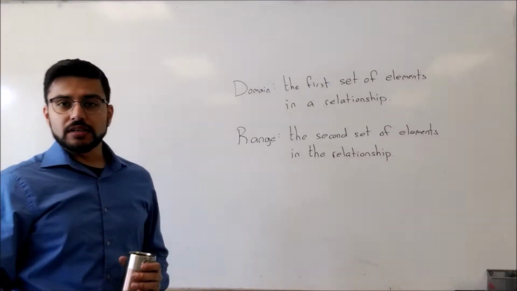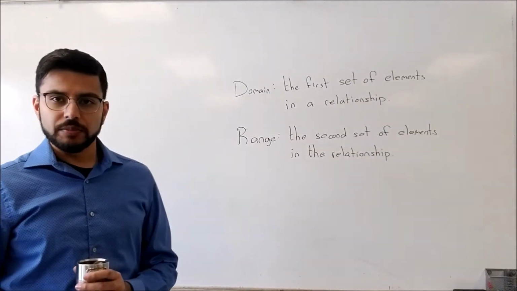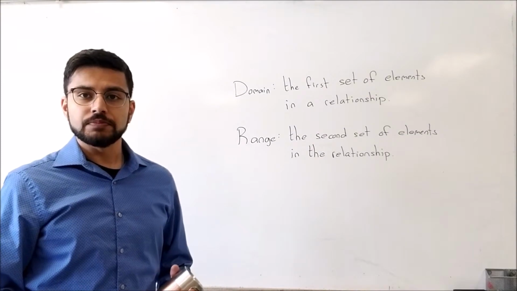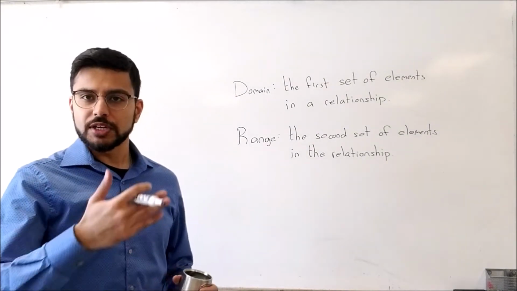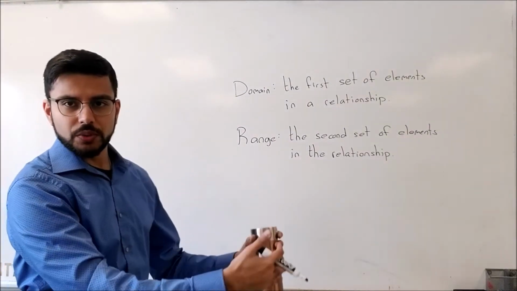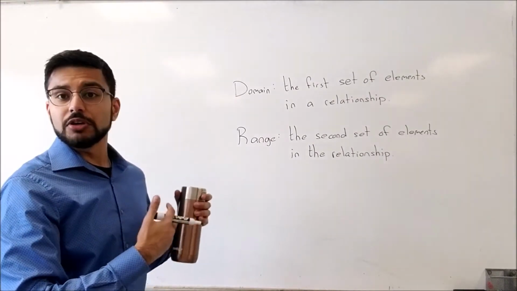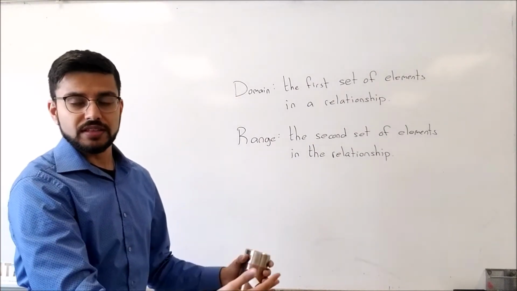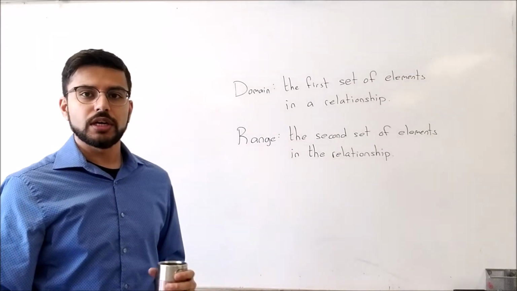So the domain is the first set of elements in our relationship. We made our lists and our arrow diagrams. We always had two lists, one on the left side, one on the right side. The left side is going to be our domain. The right side is our second set. That is going to be our range.